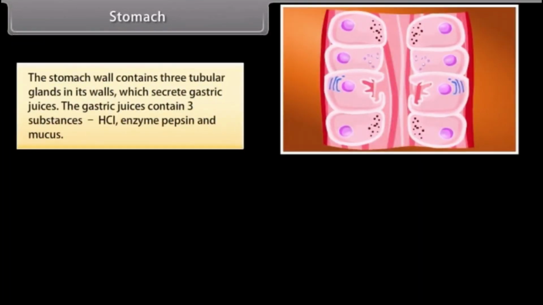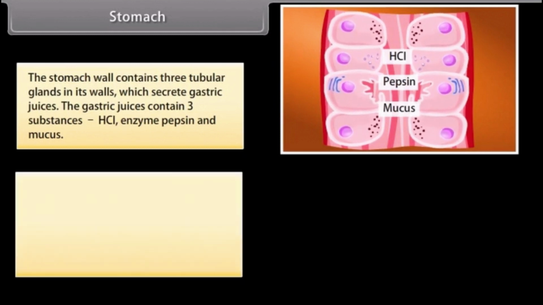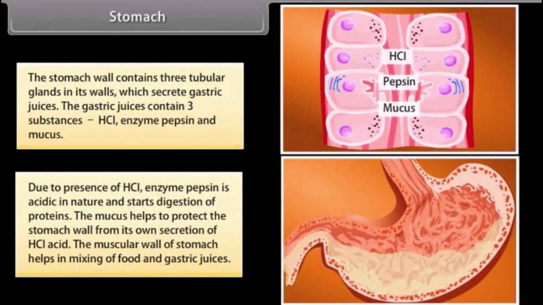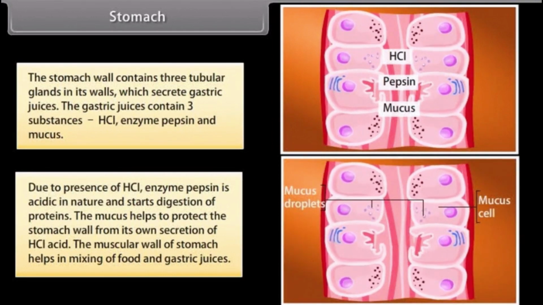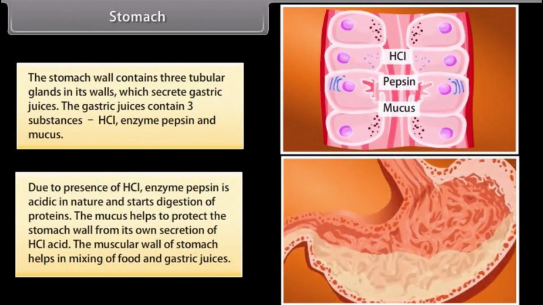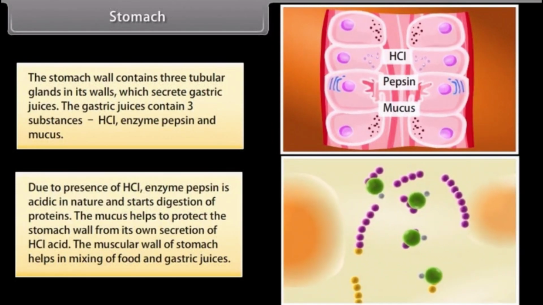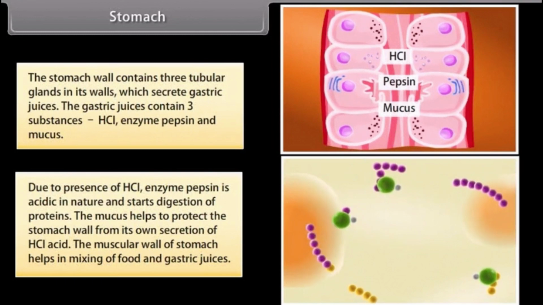The stomach wall contains tubular glands in its walls which secrete gastric juices. The gastric juices contain 3 substances: HCl, enzyme pepsin, and mucus. Due to the presence of HCl, the medium is acidic, and enzyme pepsin starts digestion of proteins. The mucus helps to protect the stomach wall from its own secretion of HCl acid. The muscular wall of the stomach helps in mixing of food and gastric juices.